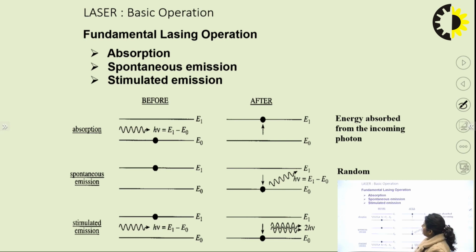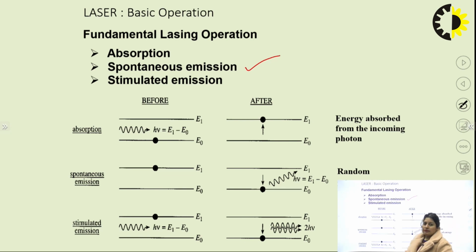So we have three phenomena in the laser. First one is the absorption, second one is the spontaneous emission, and the third one is the stimulated emission. So in the case of the LED, we have only one factor which is called spontaneous emission, because there is no requirement of light from the outside.